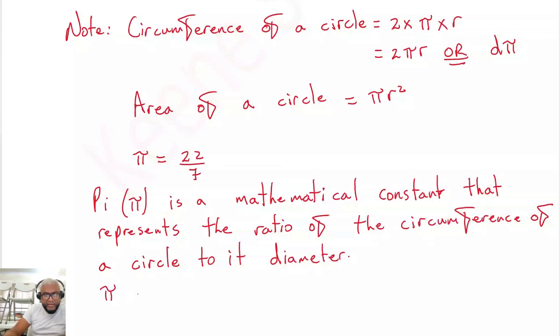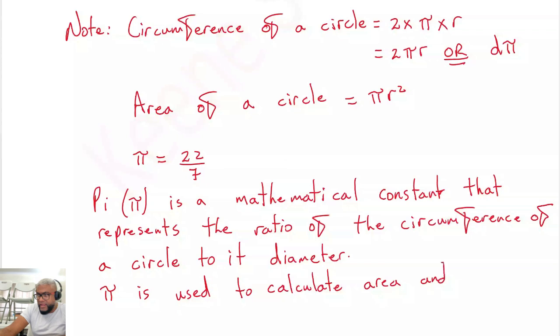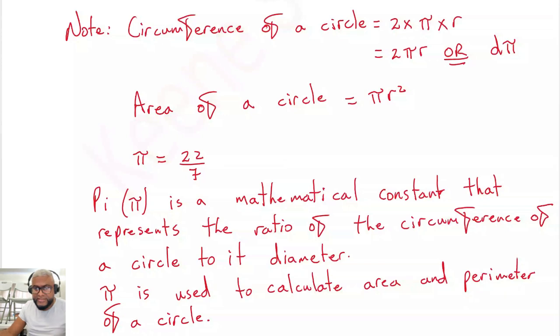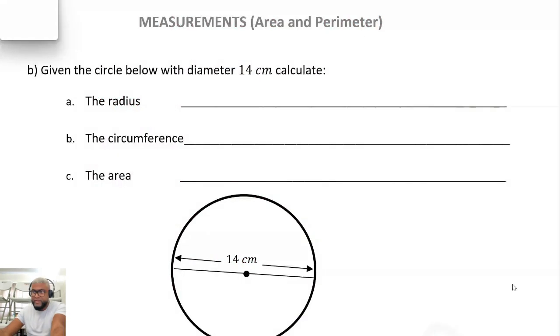So pi is used to calculate area and perimeter of a circle. All right. So we have some notes right here. I'll give you another two. Now let's go to Priya.